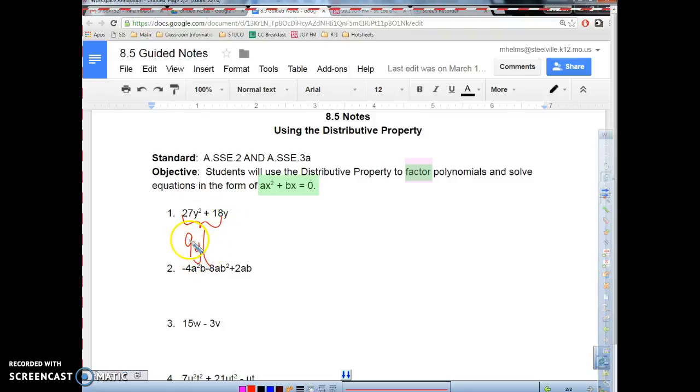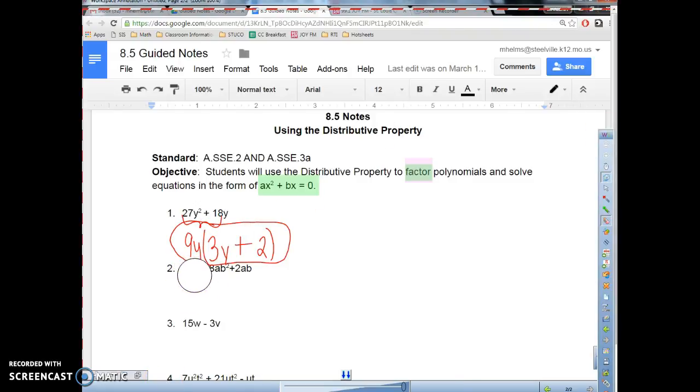So then you ask yourself, what times 9y would give you 27y squared? 9 times 3 is 27, and y times y is y squared. Plus, what times 9y gives me 18y? And that would be 2. And that is your completely factored form of number 1.